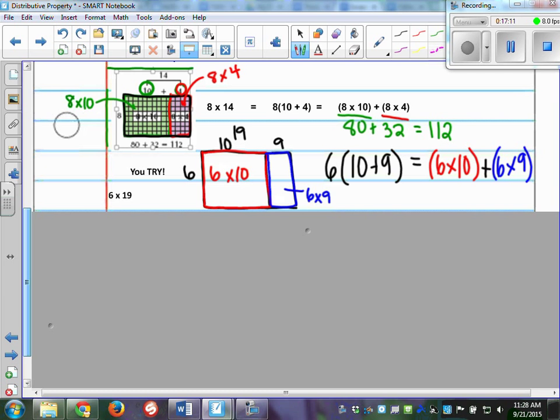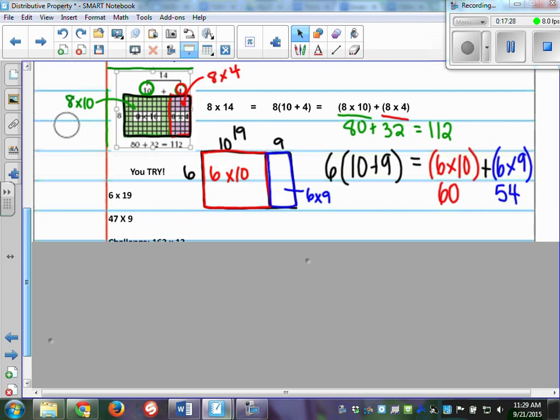So if I want to solve this, the area of the part in red is going to be 60. The area of the part in blue is going to be 54. I can add those together, and I can end up getting 114, which would be my total area.